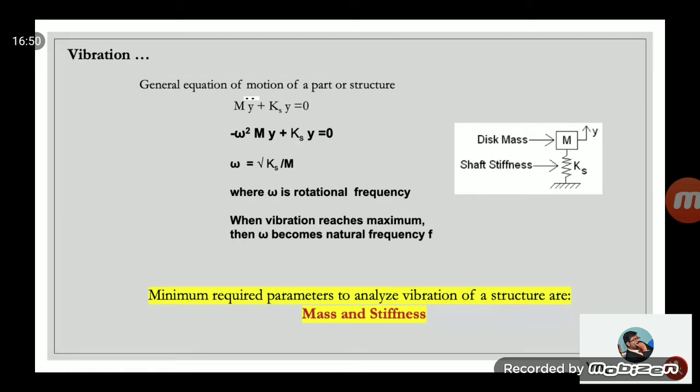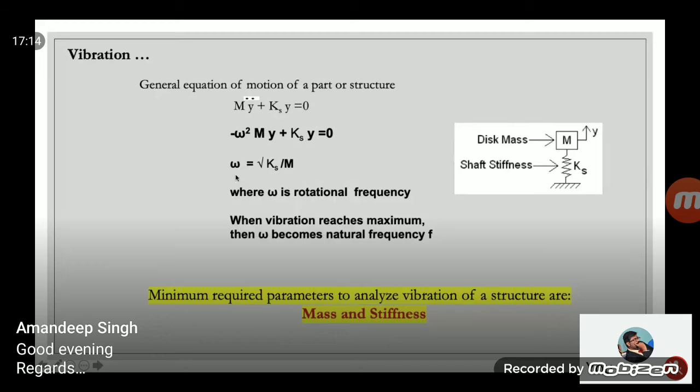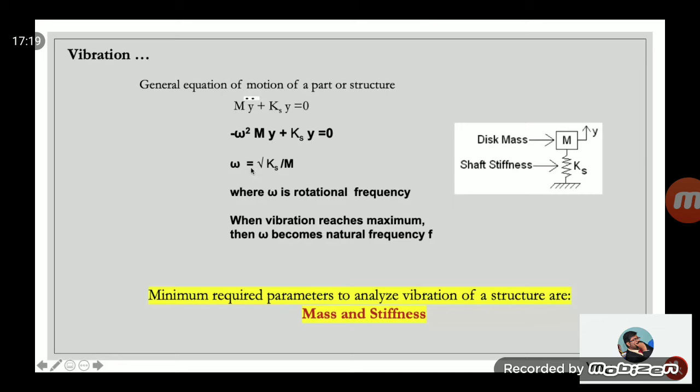As you can see, it is a very simple 1 degree of freedom system, where mass and stiffness are represented by a spring. So you can write the equation of motion in general, m y double dot plus k y, where k is the stiffness of the beam and m is the mass, and you can resolve this equation and calculate the rotational frequency or natural frequency. This rotational frequency becomes the natural frequency whenever the vibration or the response reaches a maximum value.